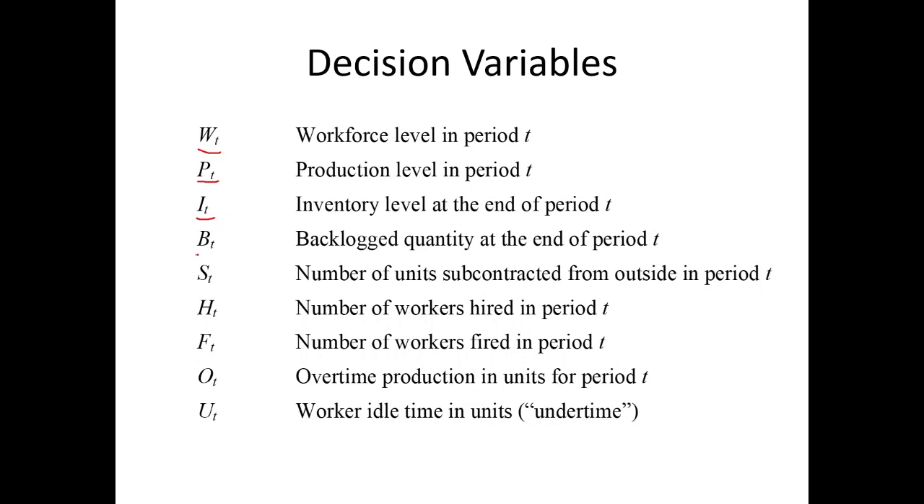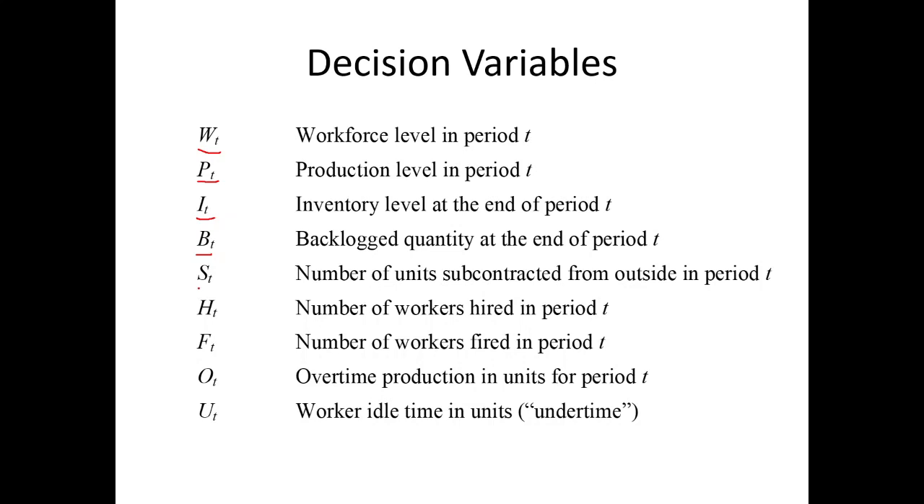B sub T is the backlogged quantity at the end of period T, which, as I mentioned, is something that you can think of as a negative inventory. So if at the end of the period, the total production that you had, in addition to any other available material at the beginning of the period, cannot cover the required demand in that period, this means you end up having a backlogged quantity.